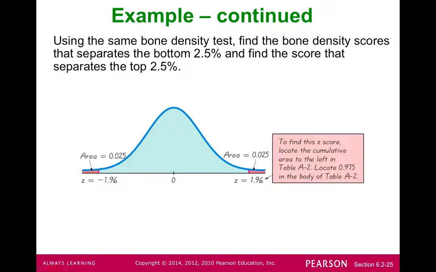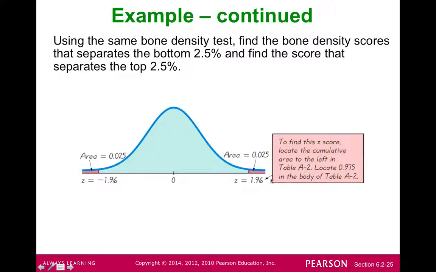Now, because this is a symmetrical graph, and because the table works symmetrically, if you're able to find one of your z-scores, such as negative 1.96, if you change the sign to be positive, that's actually your other z-score, as long as what they're asking you is symmetrical. So in this case, our two z-scores are negative 1.96 and 1.96.